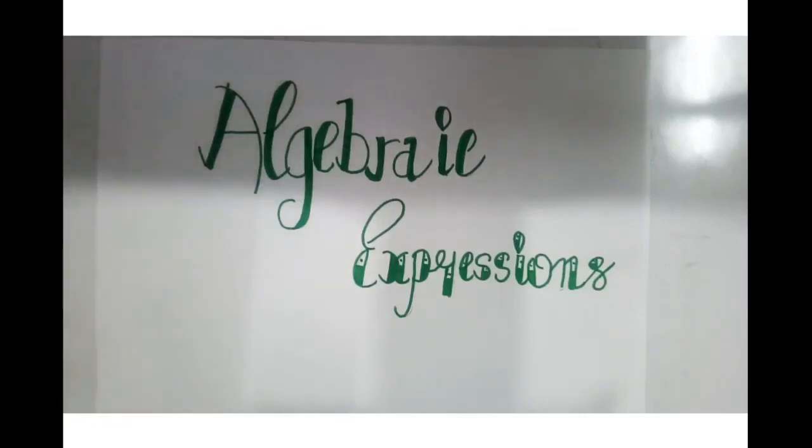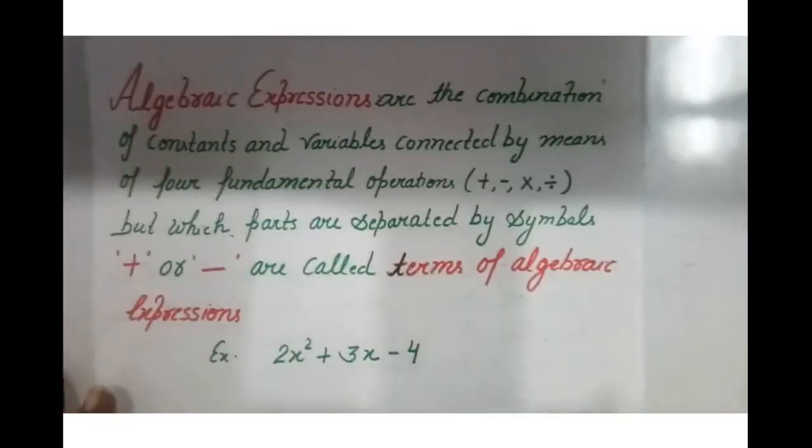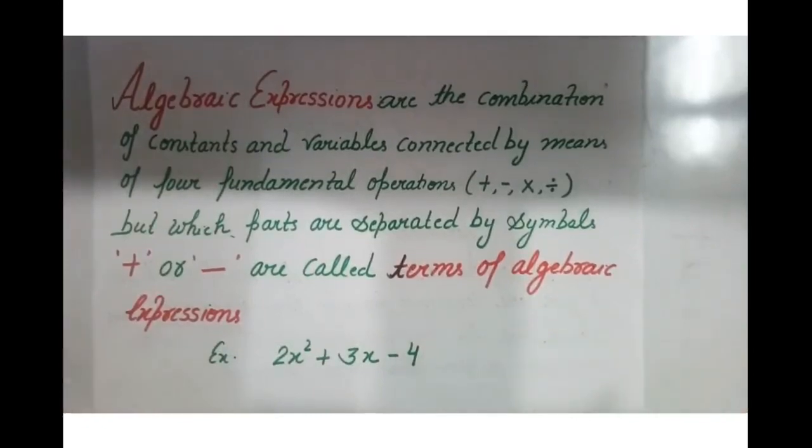So today we'll discuss algebraic expressions. Algebraic expressions are a combination of constants and variables connected by means of four fundamental operations, that is plus, minus, multiply and divide. The parts which are separated by the symbols plus or minus are called terms of algebraic expressions. For example, if we have this algebraic expression, then these are the three parts: 2x square, 3x and 4. These are separated by the two symbols plus and minus, so these are called terms of this algebraic expression.